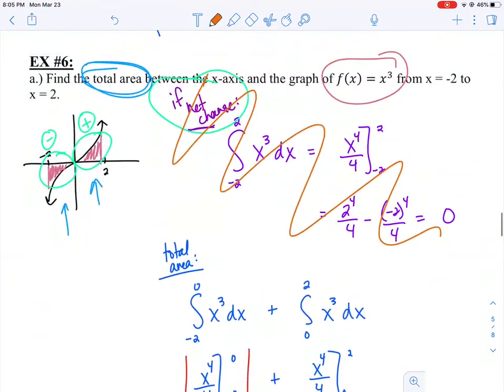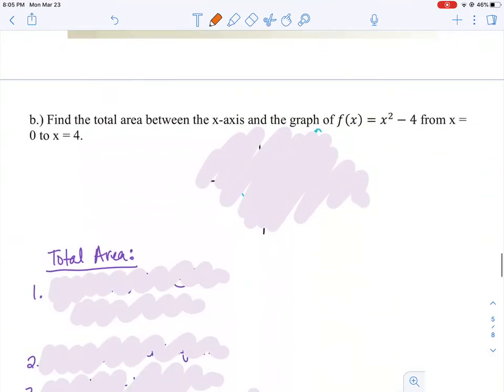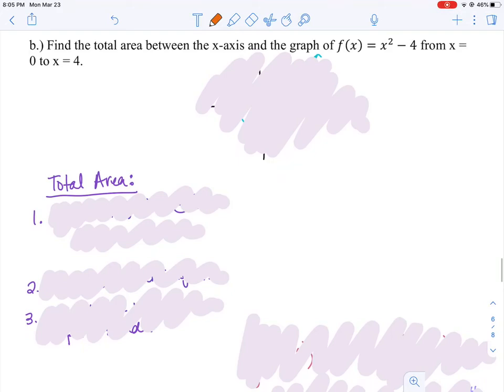Okay, here's another example of total area from 15.4. This is example number 6b. It asks us to find the total area, so that's a key word there, the total area between the x-axis and the graph of x squared minus 4 from x equals 0 to x equals 4.